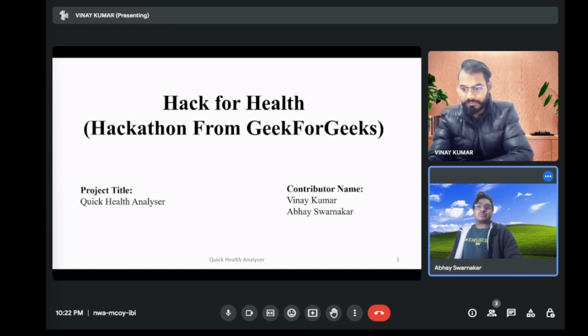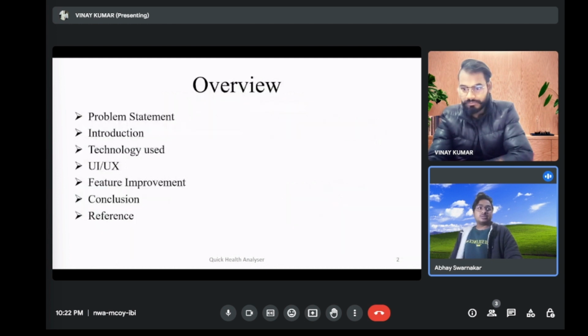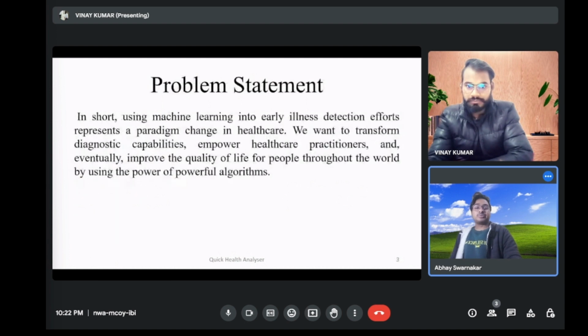Let's get an overview of the project. The PPT covers the problem statement, introduction, technology used, UI/UX and future implementation, conclusion, and references. Here is the problem statement: early illness identification is important worldwide for public health. Using machine learning approaches to access consumer diagnosis data emerges as a game-changing approach to early-stage disease identification.